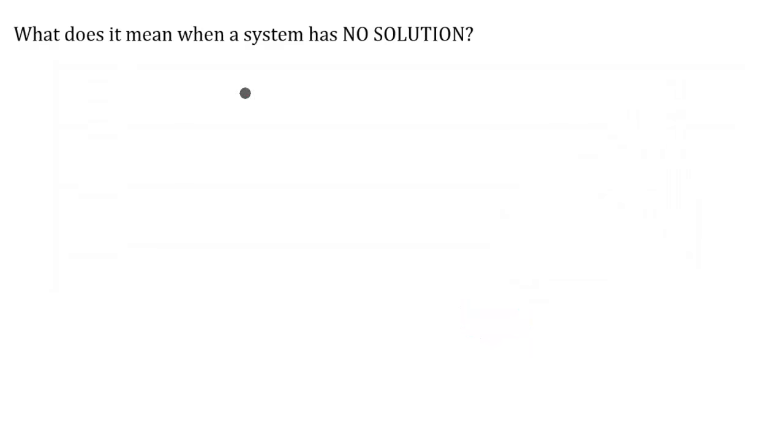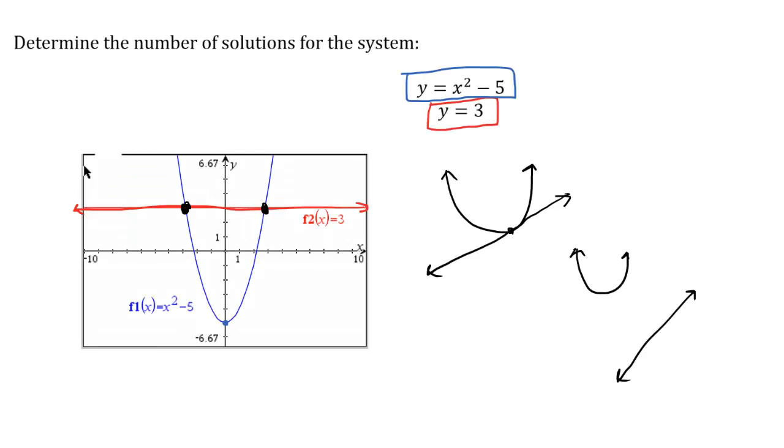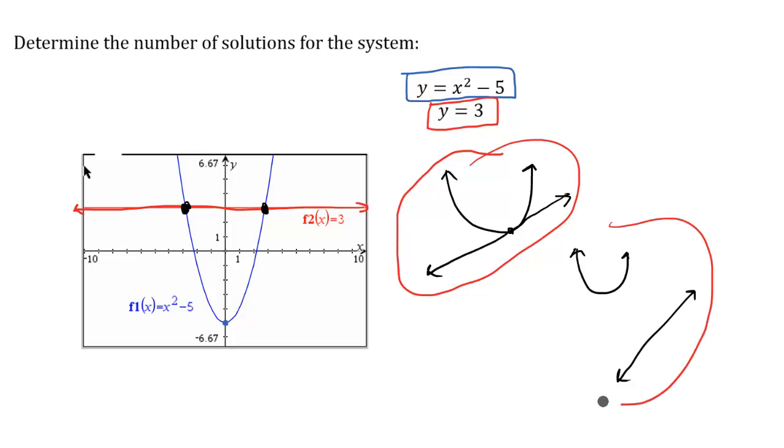Next one, it says, what does it mean when a system has no solution? So actually, I'm going to jump back to my first question that we did. In this question, we had a parabola and a line, and we had two solutions there because they intersected twice. Here was an example where I said we had one solution because we only had one intersection. And then this was a situation where we had no solution because there were no intersections.